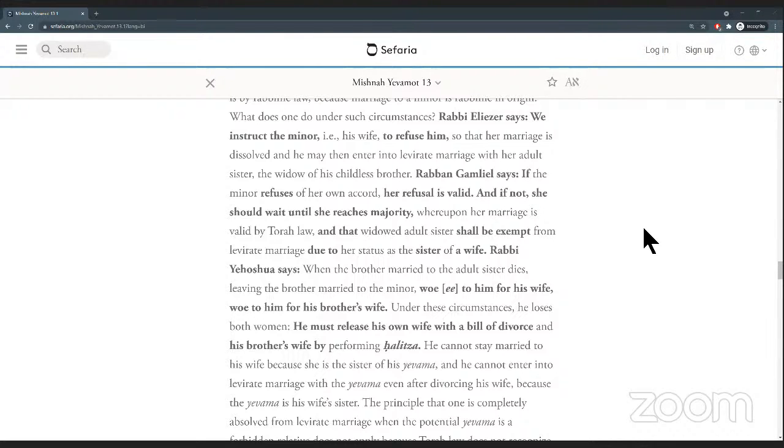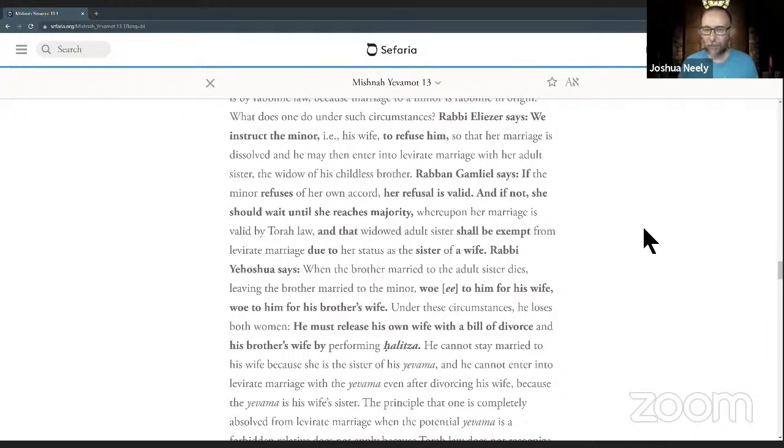Okay. Rabban Gamliel has a different take on this. He's not happy with Rabbi Eliezer's formulation. He says if the minor refuses on her own accord, her refusal is valid. If it occurs to her that she doesn't want to be married to this guy, that's fine. And if not, she should wait until she reaches majority, until she becomes an adult, whereupon her marriage is valid by Torah law. And that widowed adult sister shall then be exempt from levirate marriage due to her status as the sister of a wife.